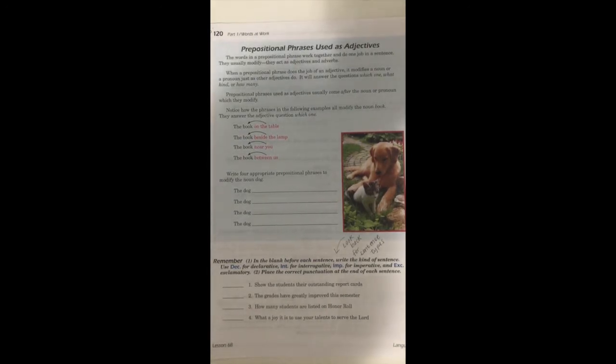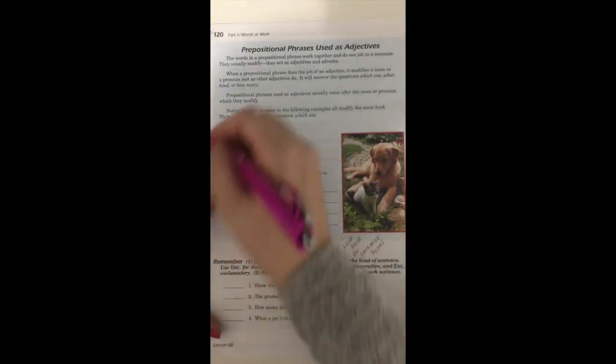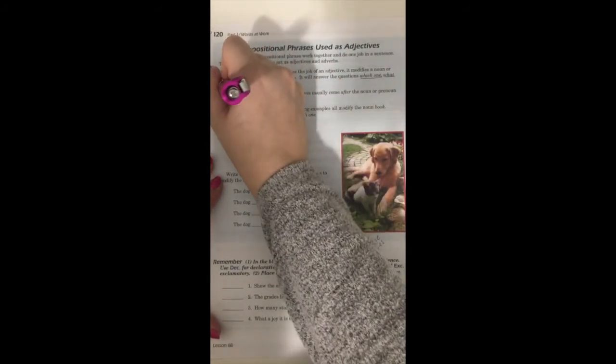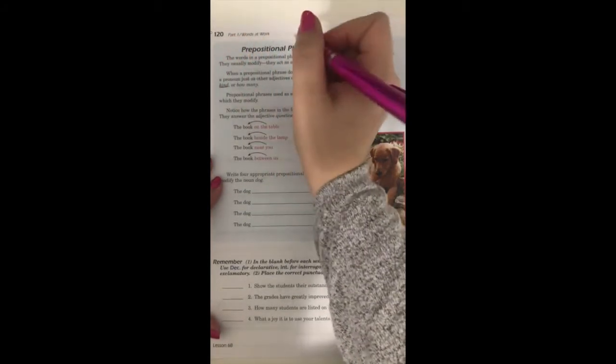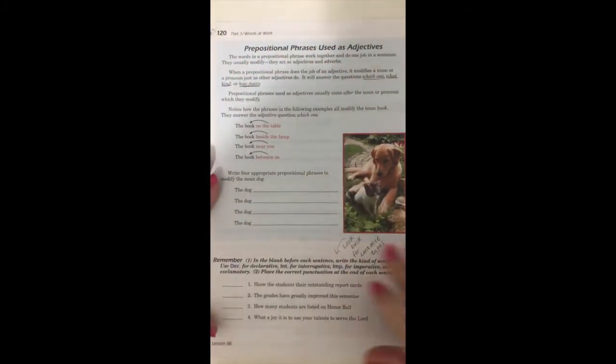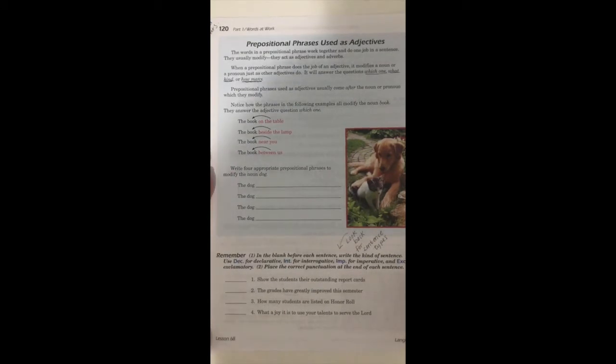When a prepositional phrase does the job of an adjective, it modifies a noun or a pronoun just as other adjectives do. It will answer these questions: which one, what kind, or how many. Make sure that you keep these in mind, because you're going to have to look and make sure that your prepositions are answering these questions to determine whether or not they're acting as adjectives.